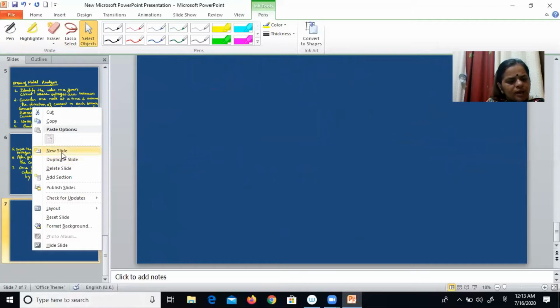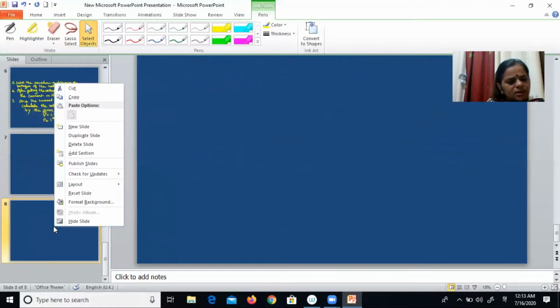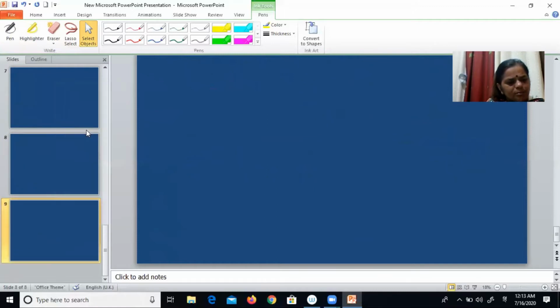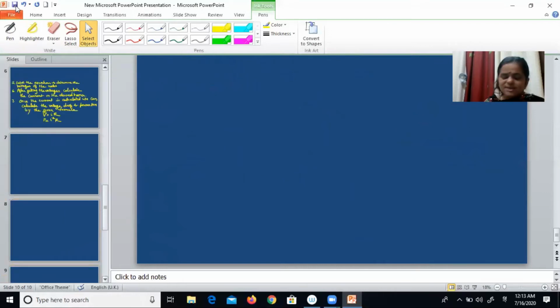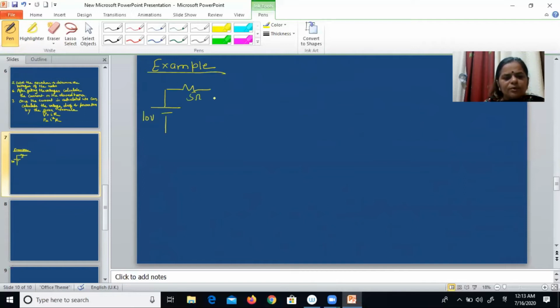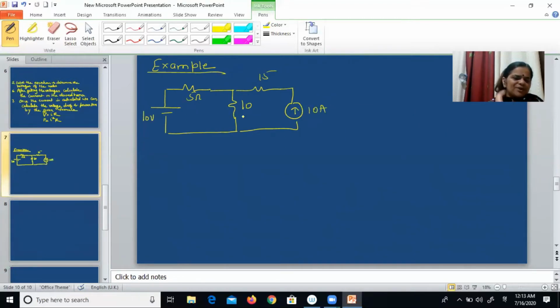Now I am trying to explain this method with the help of one example so that it will be clear to you. Let us have one example. Suppose I am taking the example of a DC circuit. Suppose this is 10 volt, here 5 ohm, here 10 ohm, here 15 ohm, and here one current source is there. This is 10 ampere. So the first step is to identify the nodes.